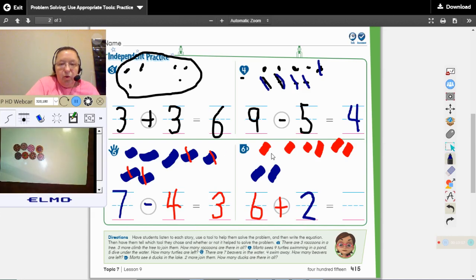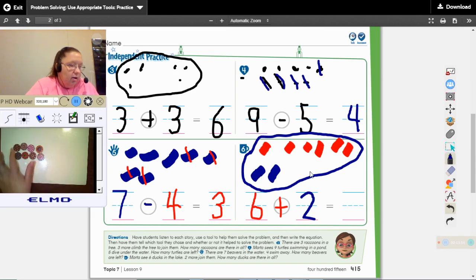So what we want to do is we are going to draw a circle around all of our dots to show they're all in one group. How many do we have all together? 1, 2, 3, 4, 5, 6, 7, 8.